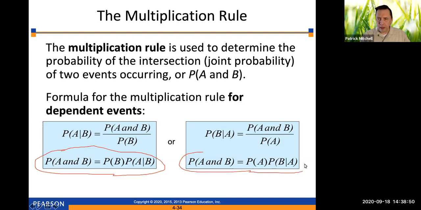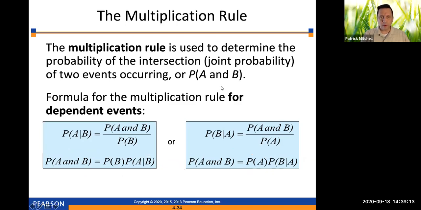So it's sometimes a little tricky trying to decide which version to use. You have to decide based on whether you have the probability of A given B or the probability of B given A. And sometimes you have to think about that for a few seconds.